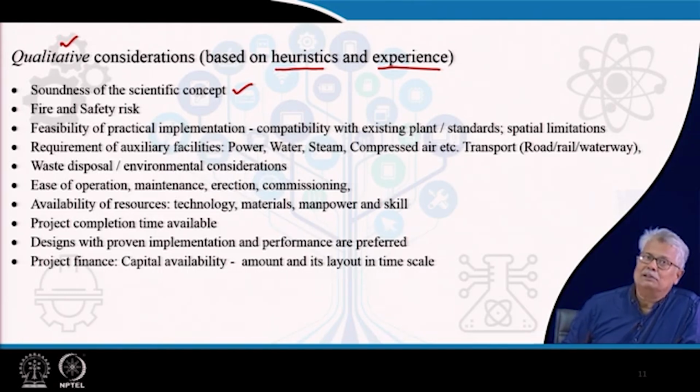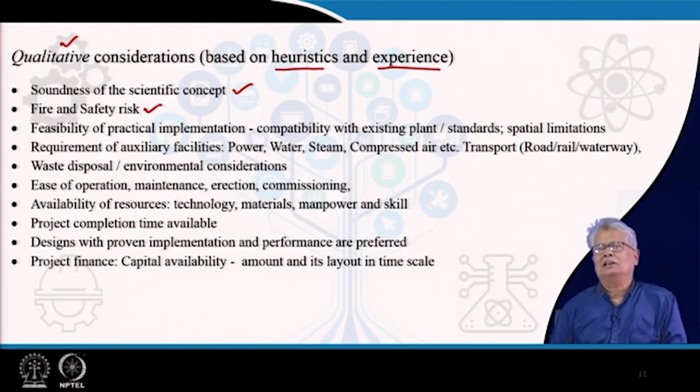Most of the chemical plants that you find run a risk of fire and safety. That means there is a chance of fire if we are handling inflammable material, and the safety is also at stake because many of the chemicals which are used in such processes are poisonous.